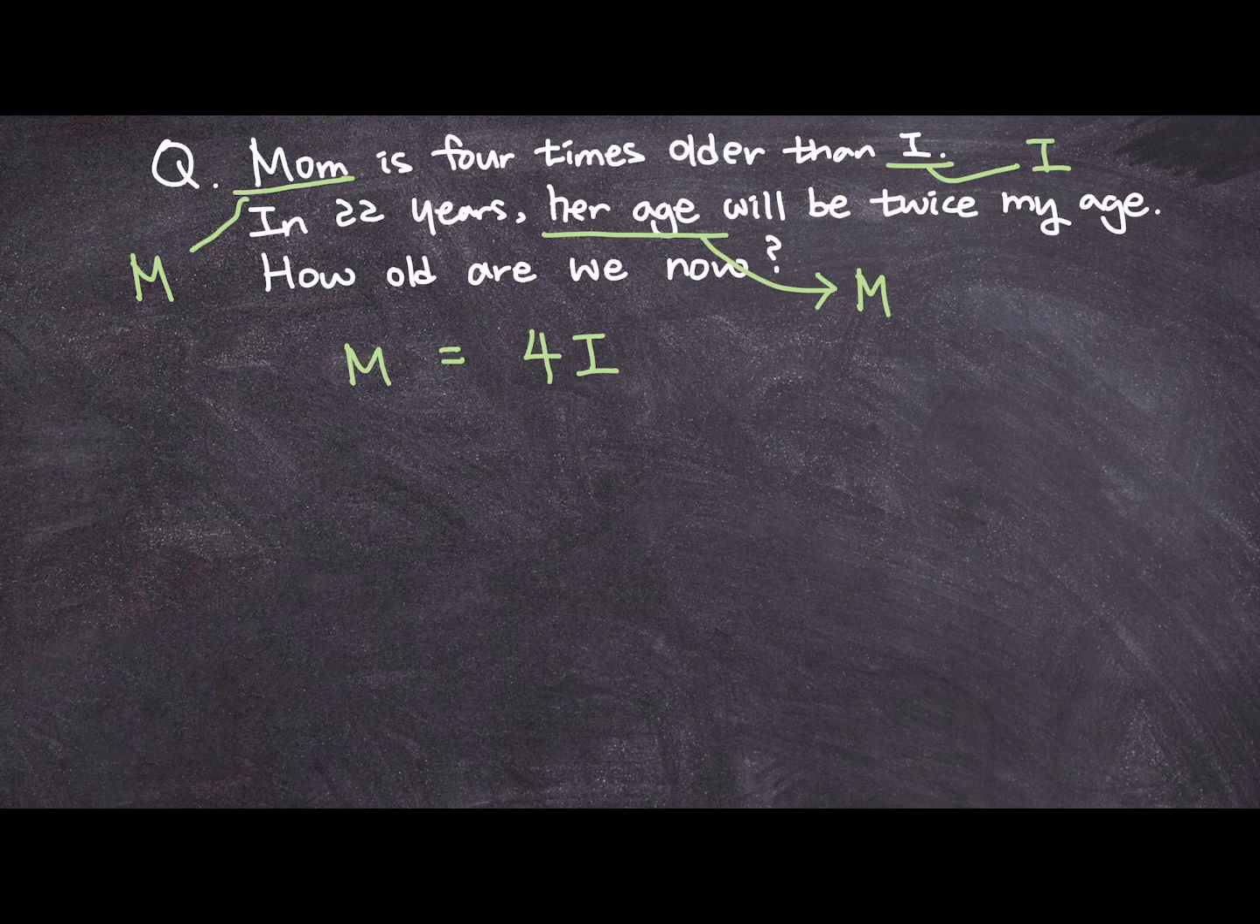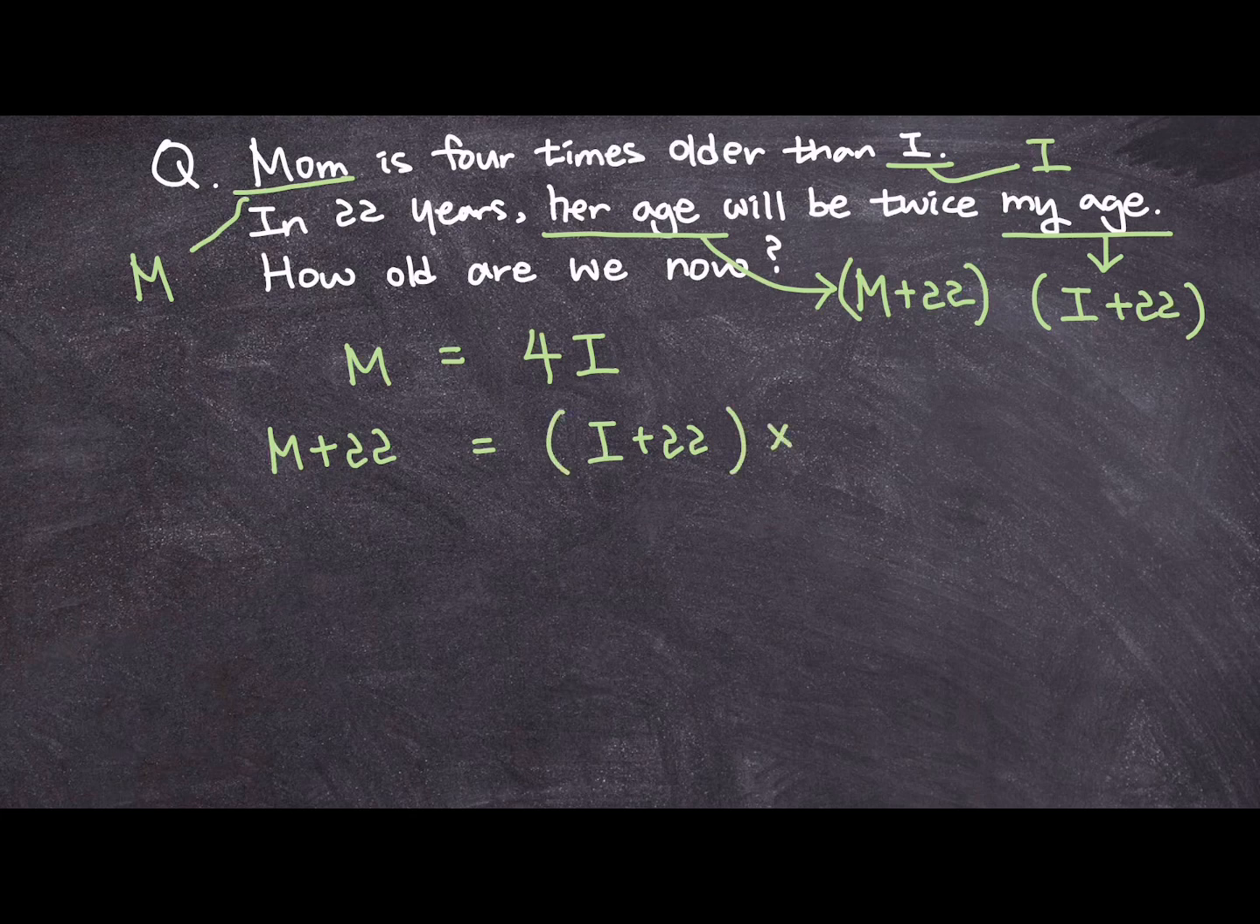her age right now, which is M, plus 22. And my age in 22 years will increase too, and it'll be my age right now plus 22. So those are my new variables. So I'm going to set up a new equation using these 2 variables. In 22 years, mom's age, M plus 22, will be twice my age in 22 years. I plus 22 times 2 will equal M plus 22. So that's my new equation.